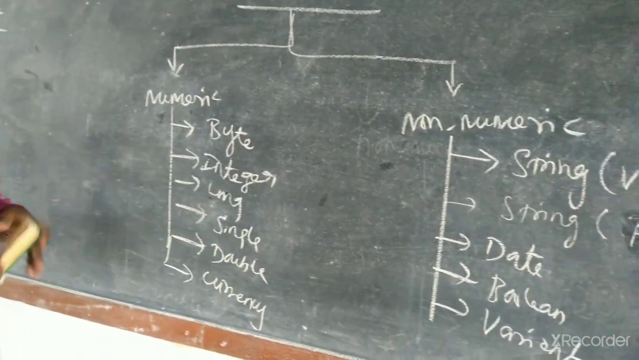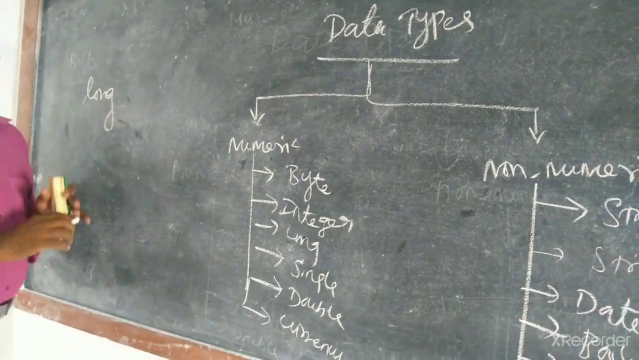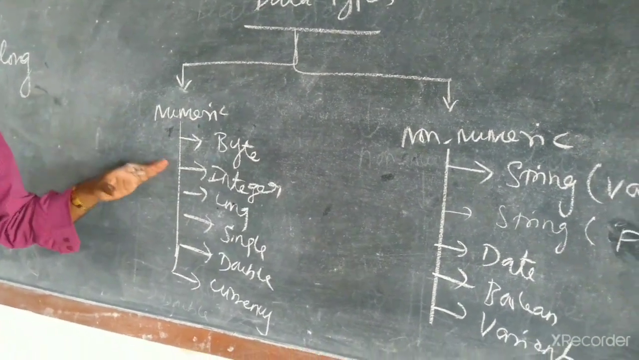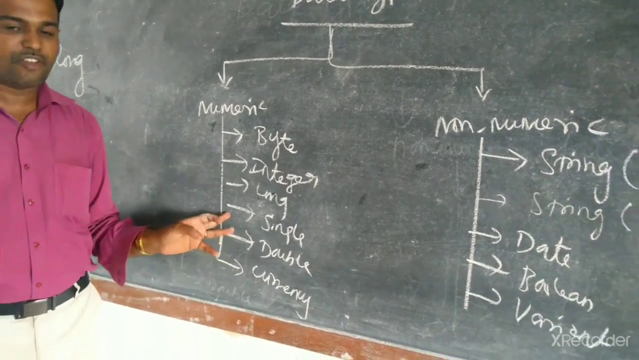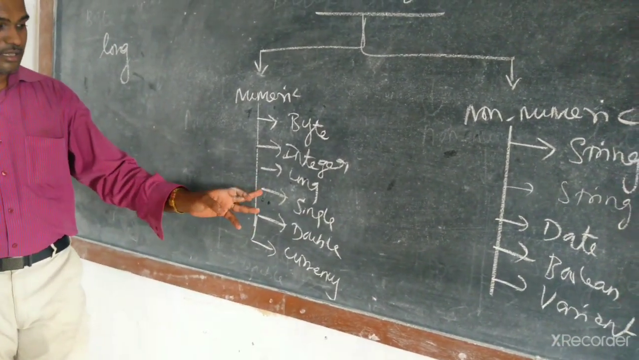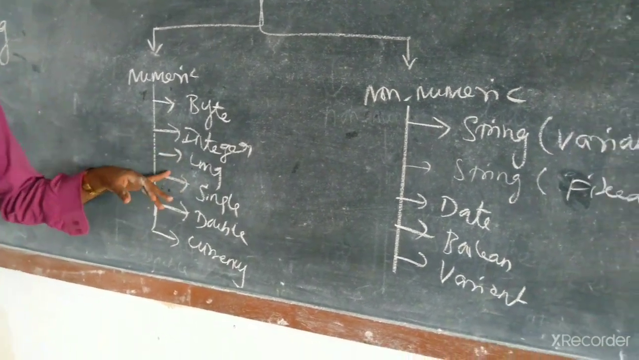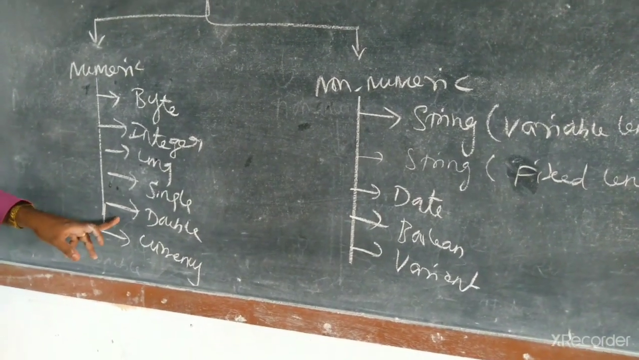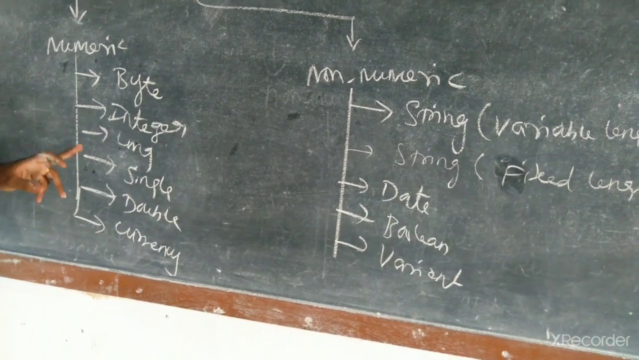Then next, long. This data type is called non-fractional value, that are larger than 4 byte integer. The next is single. It's a short form of single precision value, which allows single precision values with digits after the decimal point. Next is double. It's a short form of double precision value, up to 14 digits.